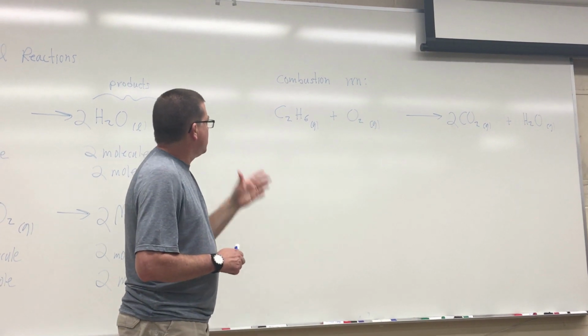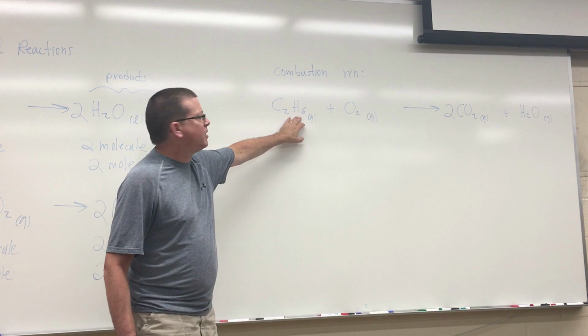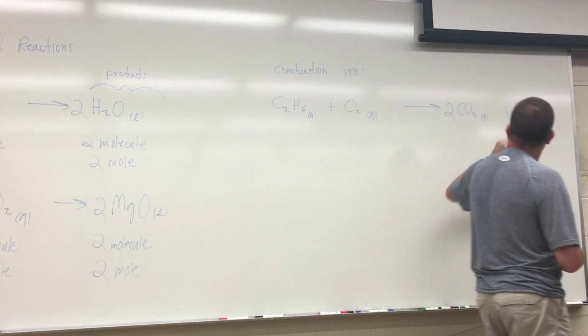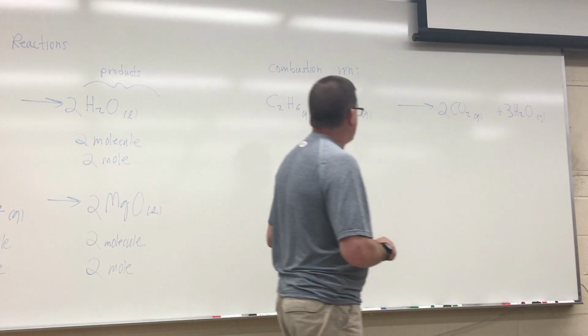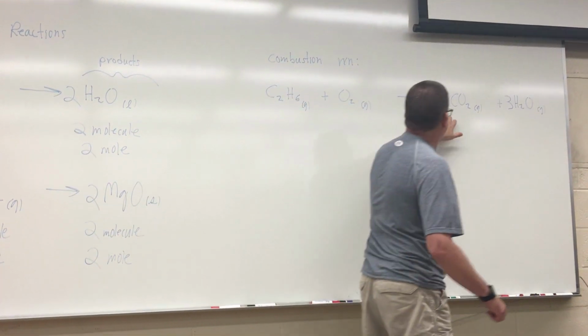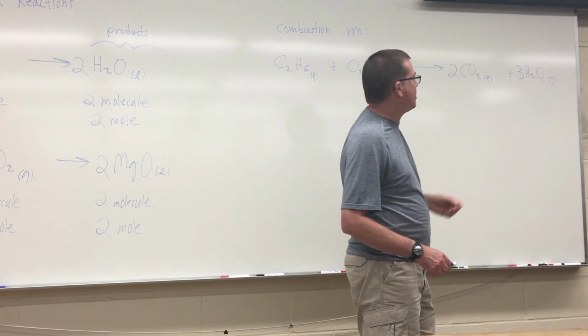All right, let's check our hydrogens rather. I got 6 hydrogens on the left. I got 2 on the right, so I better put a 3 out in front. So that should balance out my hydrogens. So now, let's take a look at the oxygens. Since we've already pinned down the carbon and the hydrogen here, let's count up the total number of oxygens that I've got on the right.